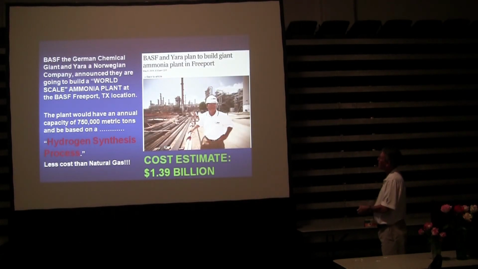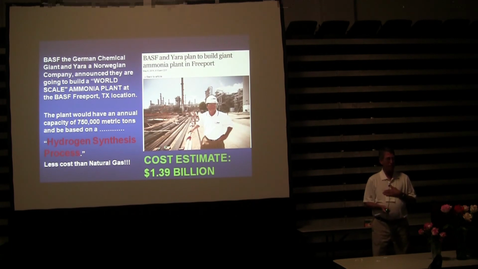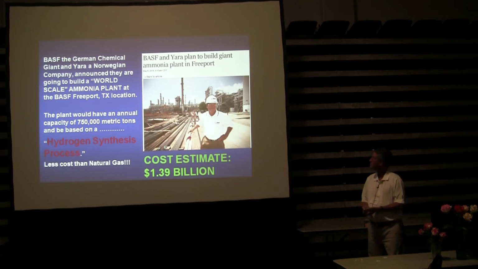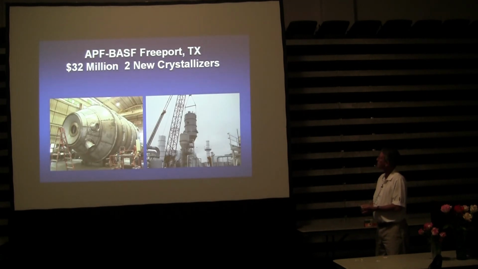All right, now our friends down at Freeport, American Plant Food, we're part BASF, and they got tired of getting ripped off on their ammonia prices, so they're finally going to build, they should have built this 30 years ago, a $1.4 billion nitrogen plant. And we need that for Texas.